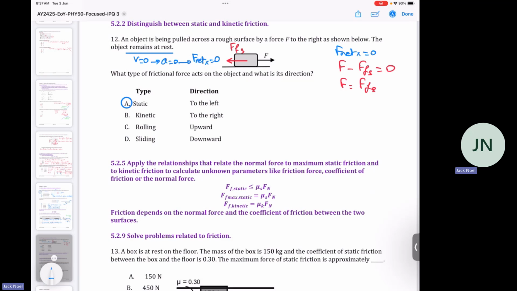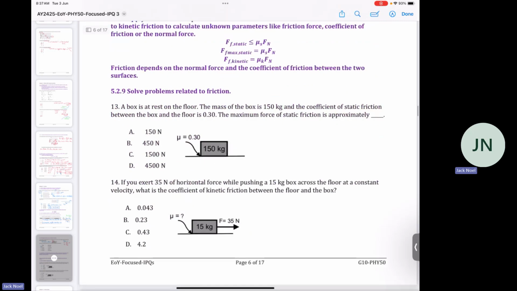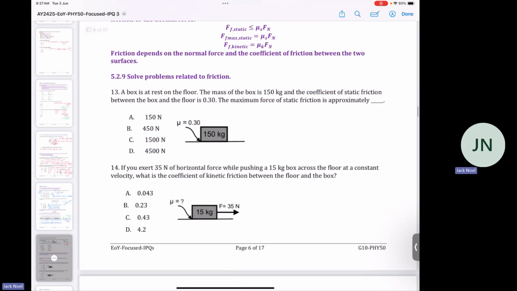Okay, next question is again about friction. It's asking us that a box is at rest on the floor. The mass of the box is 150 kg. It's at rest, which means that velocity is zero, acceleration is zero, net force along the x-axis is zero. The coefficient of static friction is given, it's 0.3. They're asking how much is the maximum static friction.